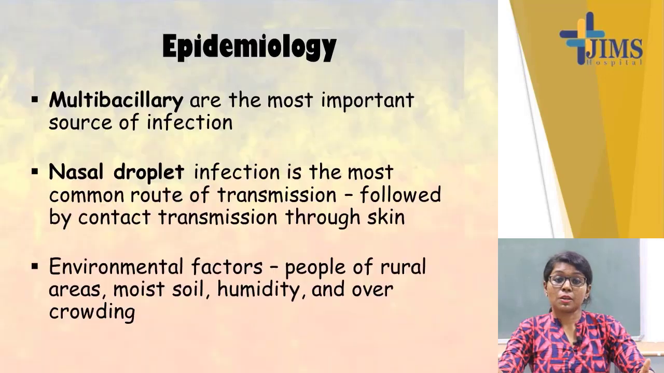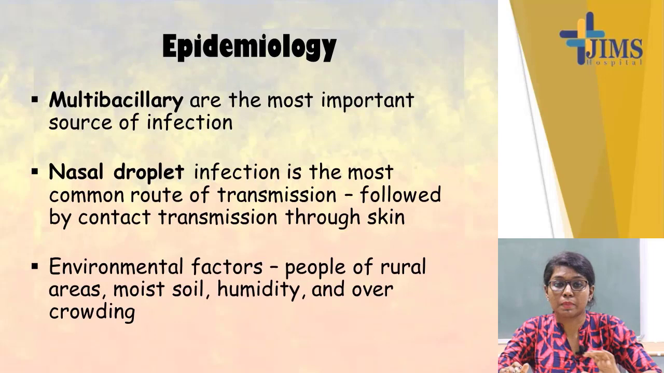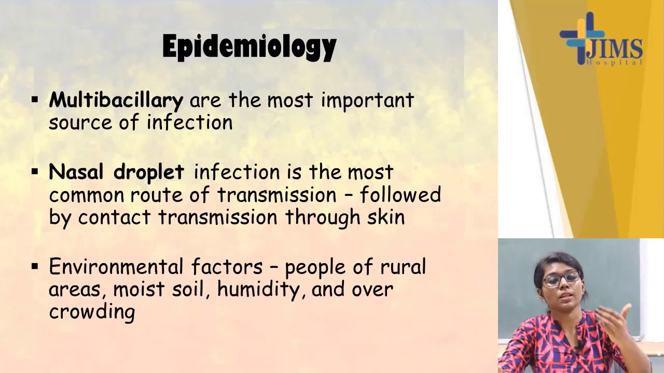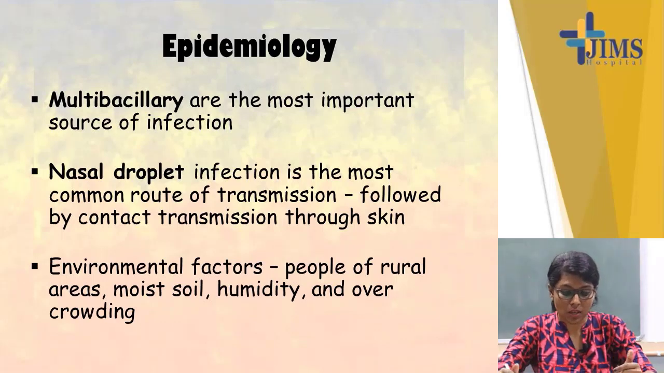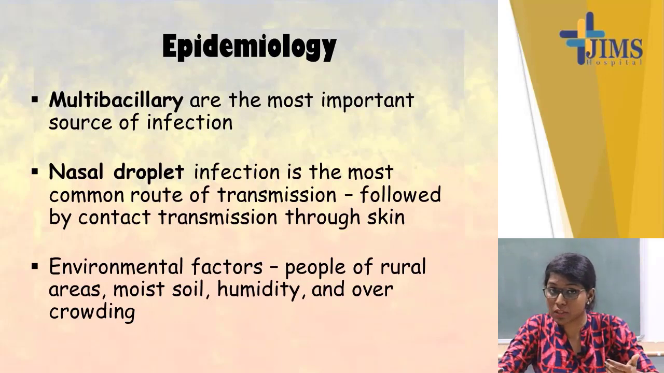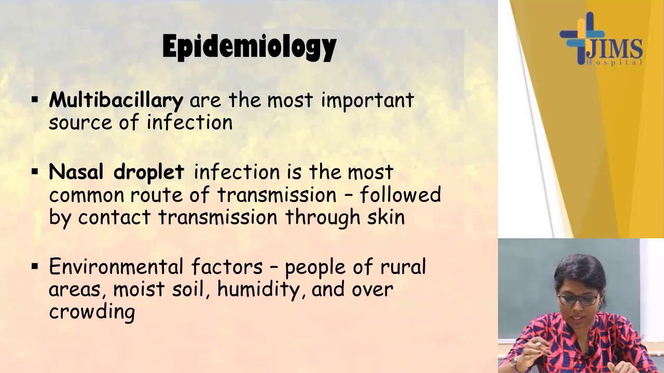Okay, epidemiology. How it spreads, where it manifests. Number 1, multibacillary. Already I have told you what multibacillary is all about. So leprosy tends to be multibacillary. Besides nasal droplet infection, there are other environmental factors that can influence, such as people of rural areas, moist soil, humidity and all that stuff.